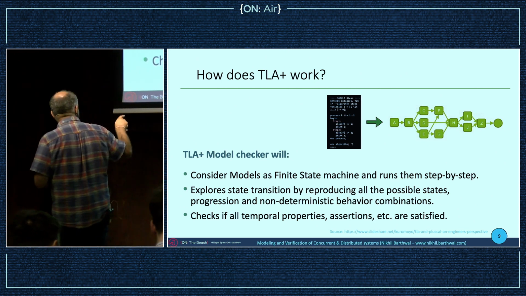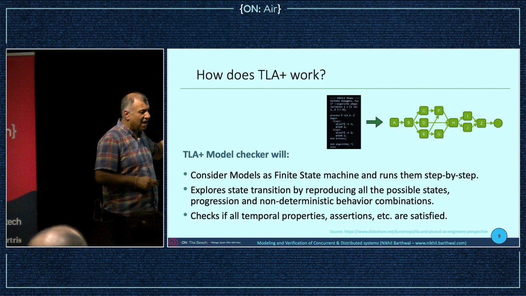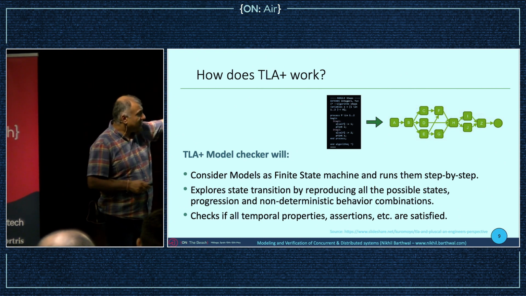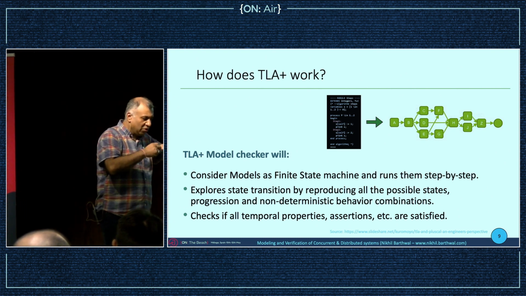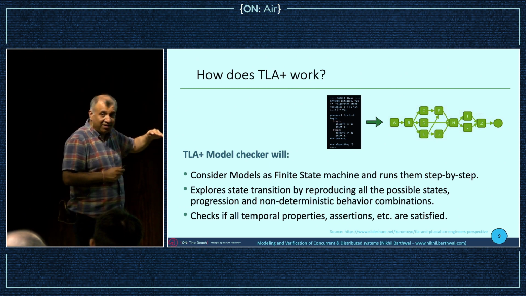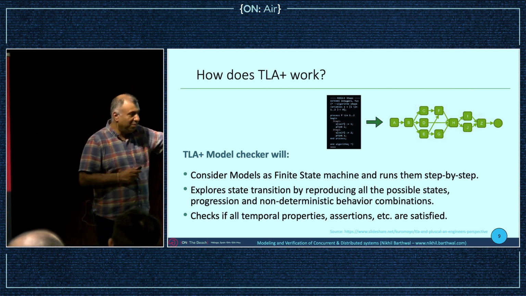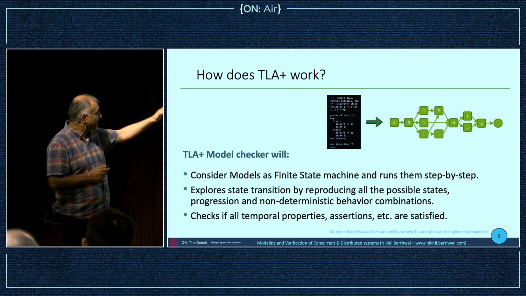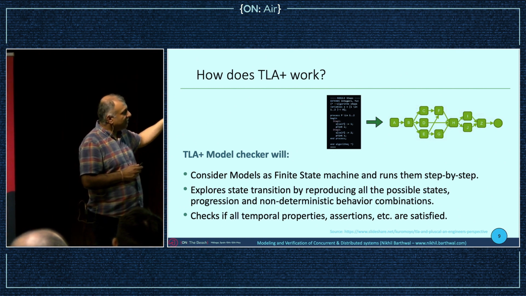I briefly mentioned temporal properties, but think of them as eventual consistencies. An assertion is something that is going to be true at that point in time, and an invariant is something that is true at every point in time. So that's the difference between assertions, temporal properties, and invariants.